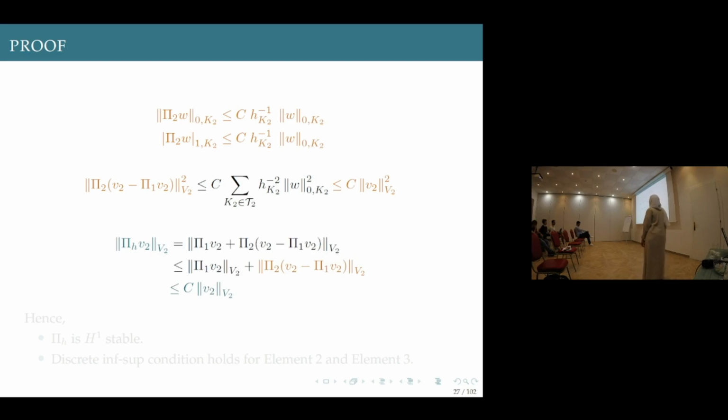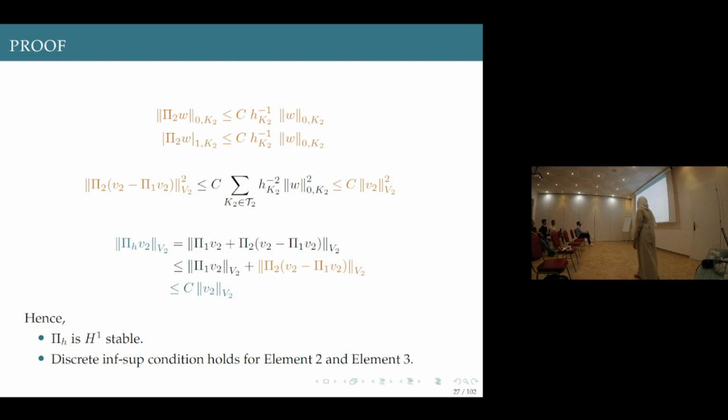So we have all the pieces we want. This term, by Poincare inequality we said in the beginning, is bounded by the H1 norm of v2, and this one in here is bounded by the H1 norm of v2, so the sum of them is also bounded by the same norm. Therefore, we have the first condition satisfied for the Fortin operator. So we have a Fortin operator that is H1 stable, and therefore the discrete inf-sup condition is satisfied for the two elements that I said in the beginning, only element 2 and element 3. Element 1 we didn't prove yet.